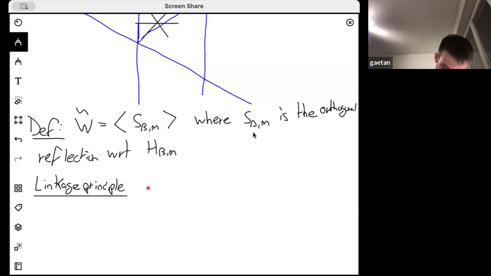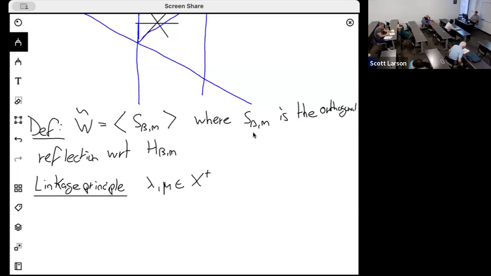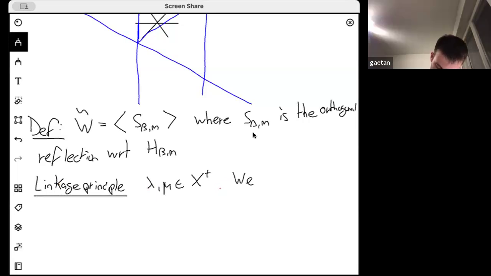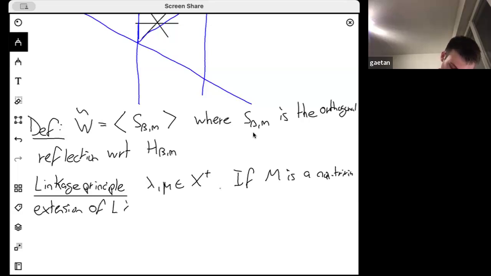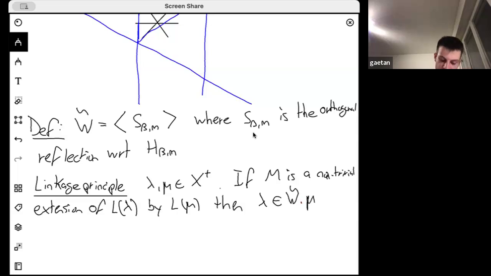which states that if we take lambda and mu in X plus, and if M is a non-trivial extension of L lambda by L mu, I'm writing a tensor product because everything is in tensor product, but it's not the case here, then lambda belongs to the orbit of mu with respect to the action of W tilde. So that's an example of the kind of result that we have.